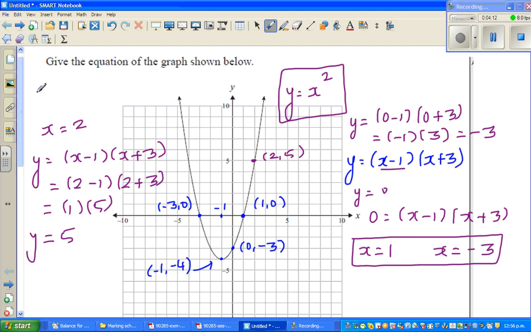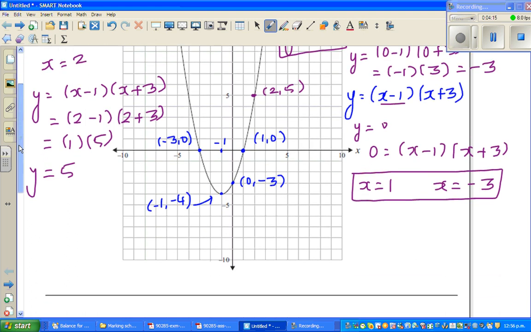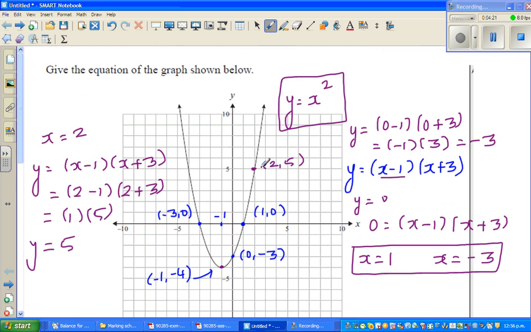This is fine, but it's always good to write in the vertex form. If you look at the parabola, my guess was right that this is a transformation of the parabola y is equal to x squared. Let me draw y is equal to x squared. It has the points 0, 0, minus 1, 1, minus 2, 4, and 2, 4. This is a rough sketch of y is equal to x squared.